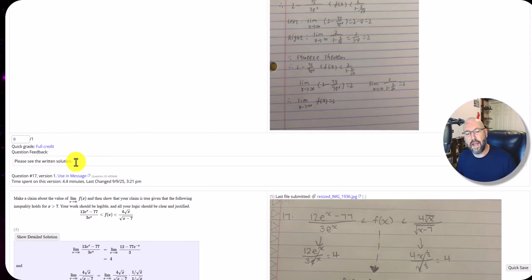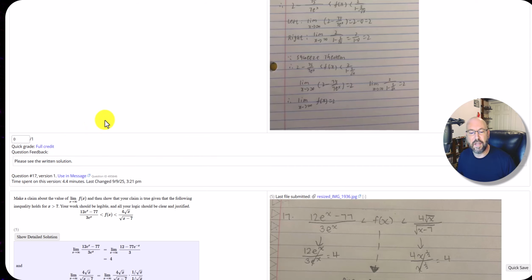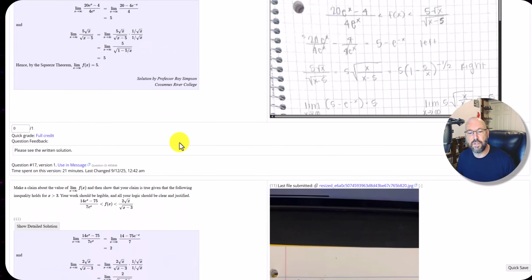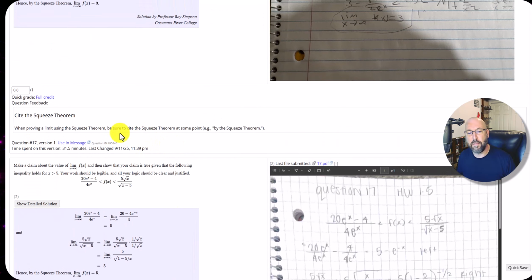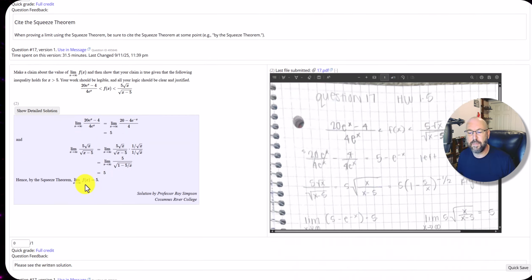And note, I can also mention to students that they should probably check in the grade book and open that up so they can see my comments. I know right here it says, please see the written solution, and they do say that on a lot of them. But sometimes I'll say stuff like, listen, you're losing some points because you're not citing the squeeze theorem, that type of thing.